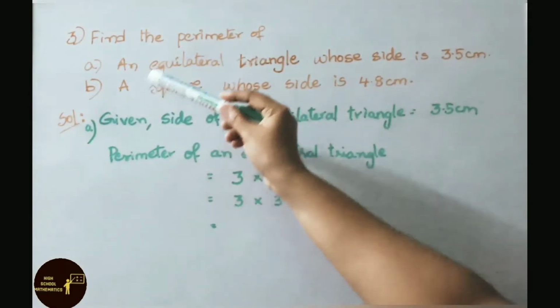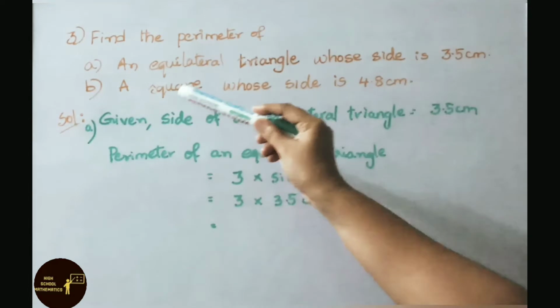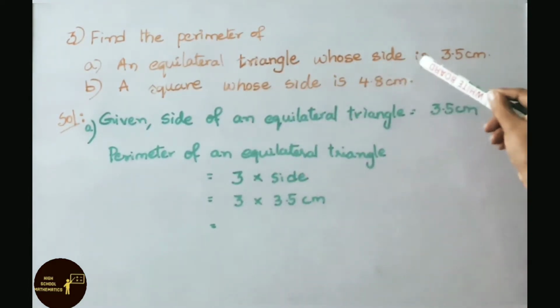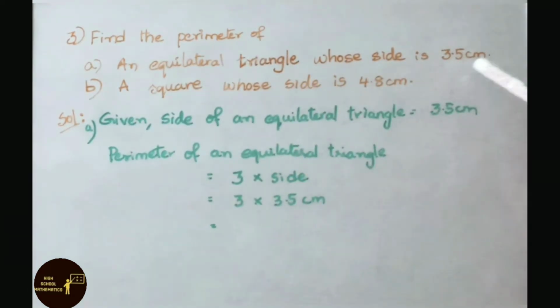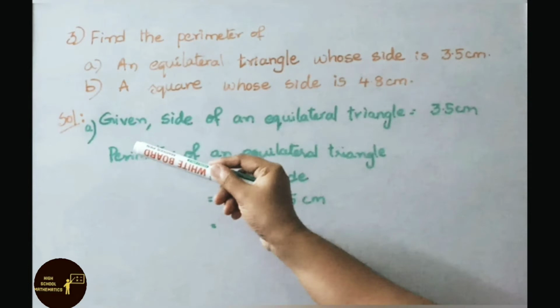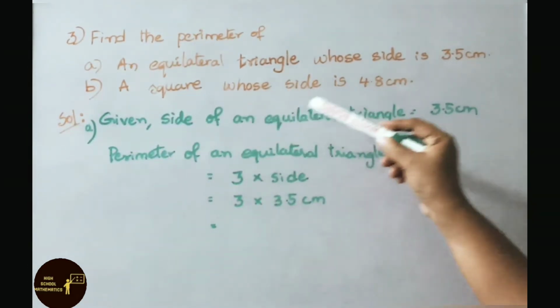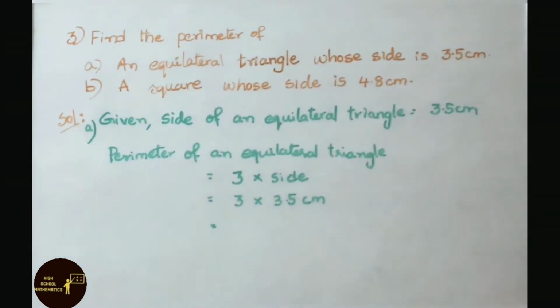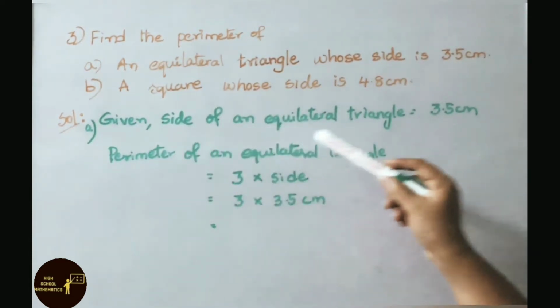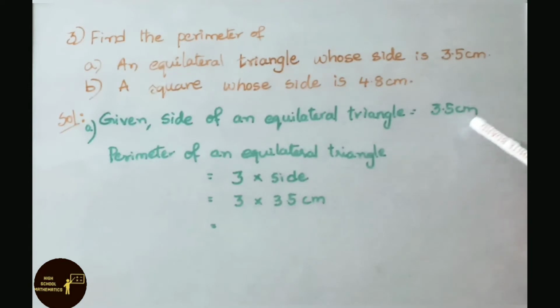See now question number 3. Find the perimeter of an equilateral triangle whose side is 3.5 cm. And question B, a square whose side is 4.8 cm. Let us see the solution. A: Given side of an equilateral triangle is 3.5 centimeter.